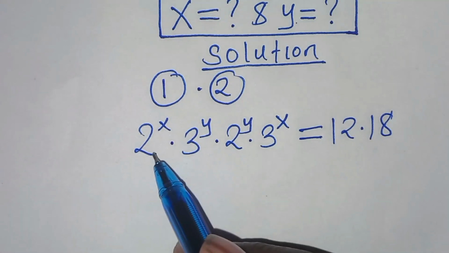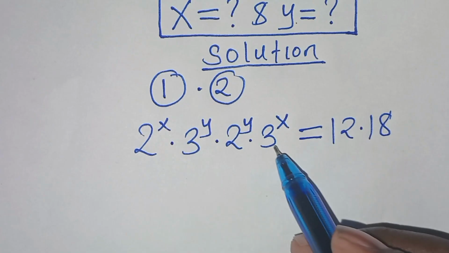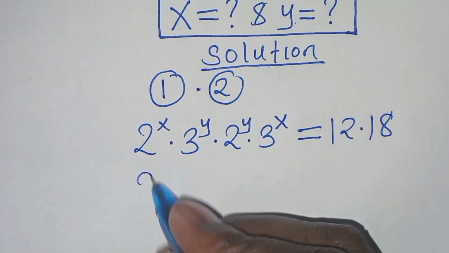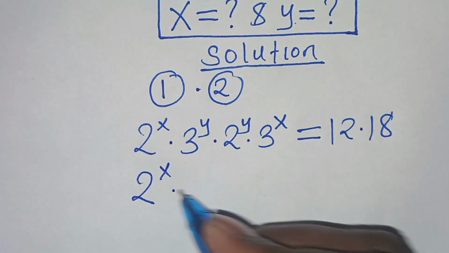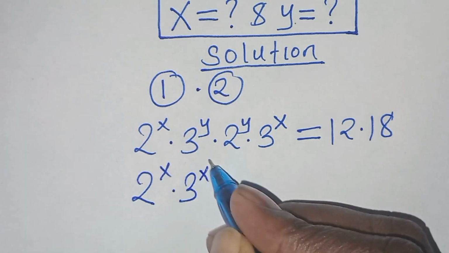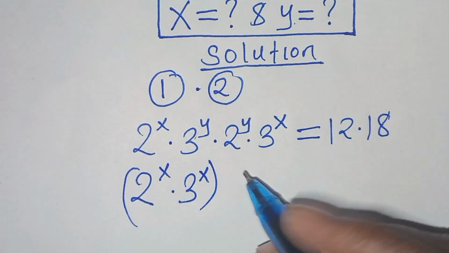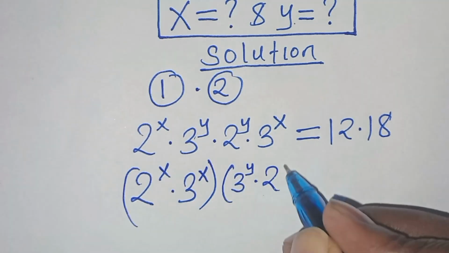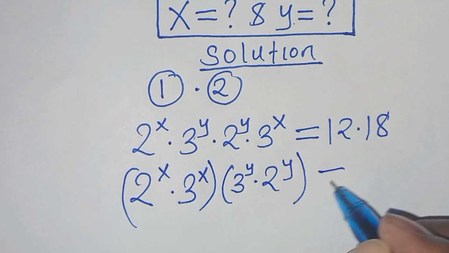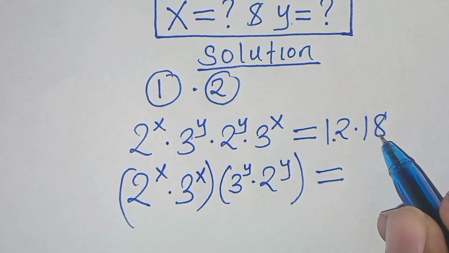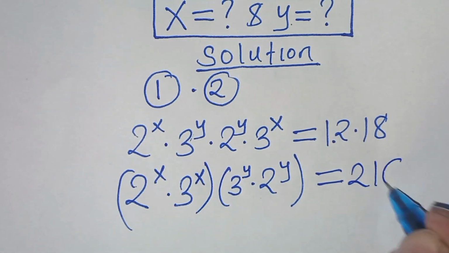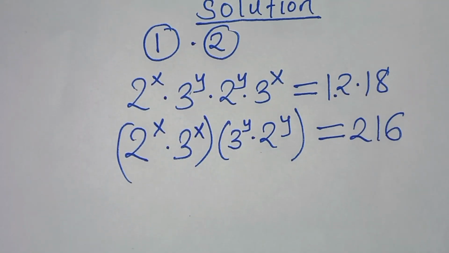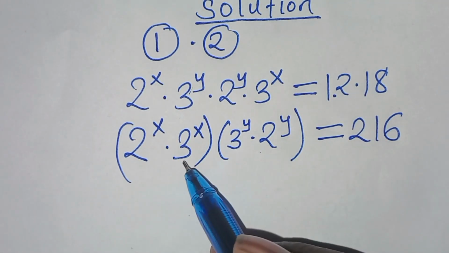The next step is that we have 2 to power x here and we have 3 to power x. So this we can write as 2 to power x times 3 to power x. And then here we have 3 to power y times 2 to power y. This is equal to 12 times 18. This is 216.